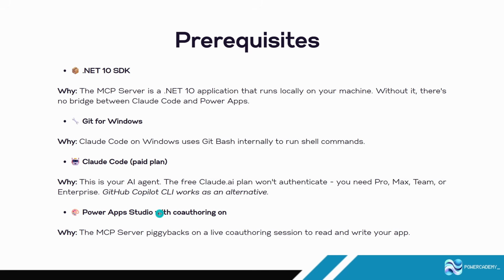And then the Power Apps Studio with co-authoring on. The MCP server basically piggybacks on a live co-authoring session to read and write to your application. So it's a simple toggle that you need to activate within your Canvas app, and I'll show you how you can do just that. If you need to set up any of these three, I'll put links in the description for the setup guide so you can go and get started with that. But assuming you already have these installed, let's get started.